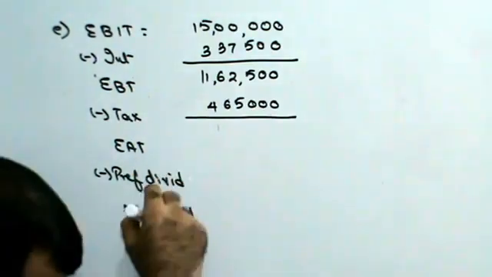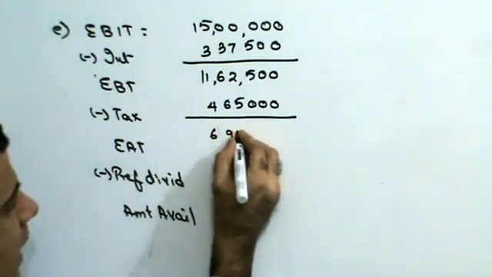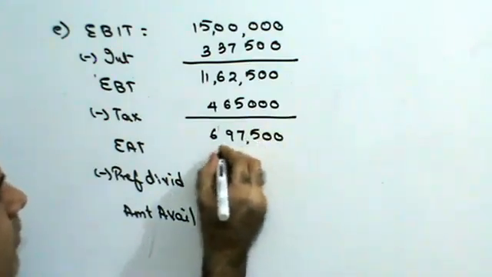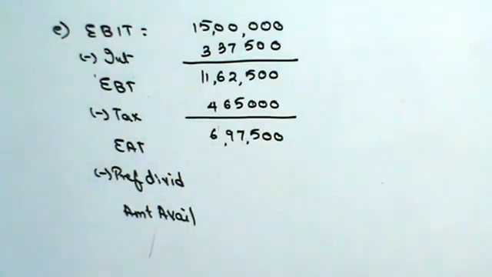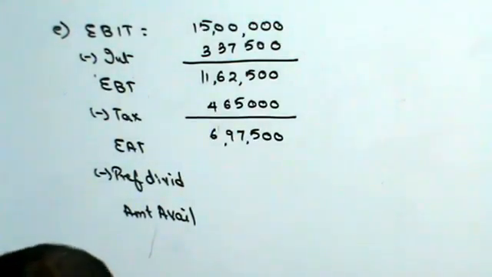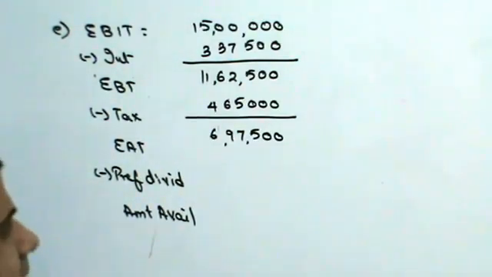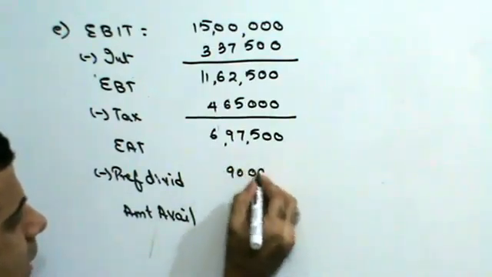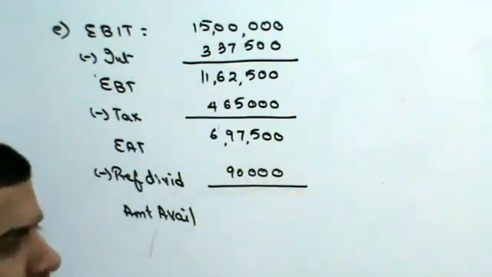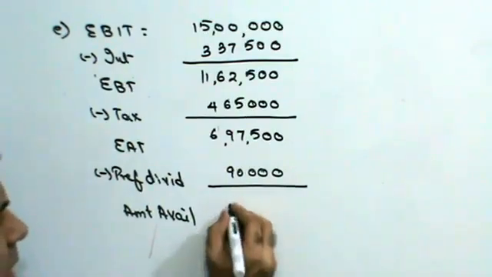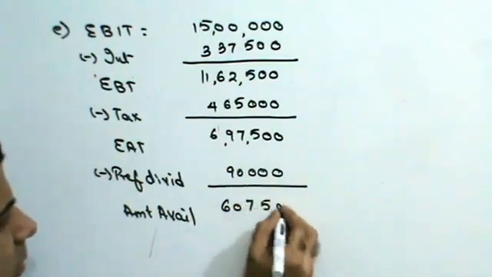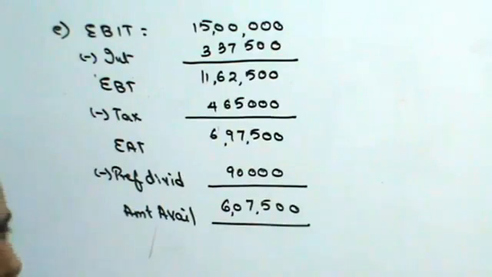EAT, subtract the two, which will be 6,97,500. Preference dividend. Preference share capital is 7,50,000 and dividend is 12%. 12% on 7,50,000 is 90,000. Therefore, the amount available to equity shareholders will be 6,07,500. Once you know the amount available to equity shareholders, then you can find out the EPS.